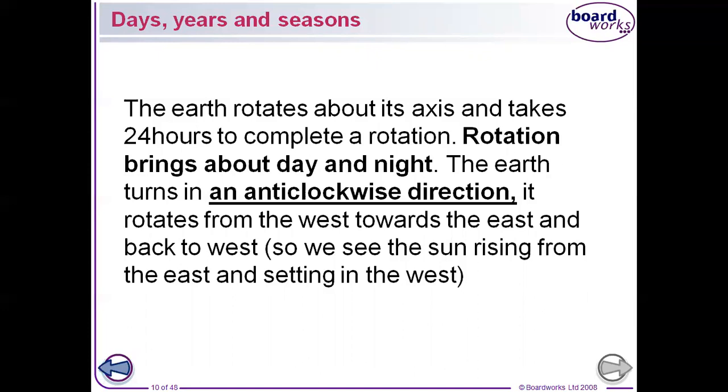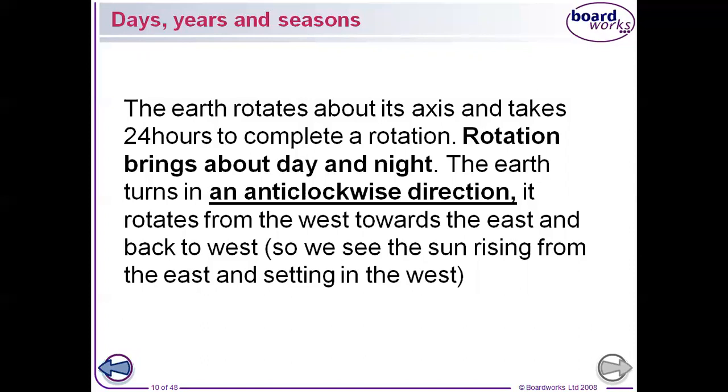It's like you're on a spot and you're spinning round and round that spot. So the Earth is actually spinning, going round and round, and it takes 24 hours for a complete rotation around its axis. The Earth rotates in an anti-clockwise direction. That means it moves from the west towards the east. So that's why it appears as if the sun rises from the east.